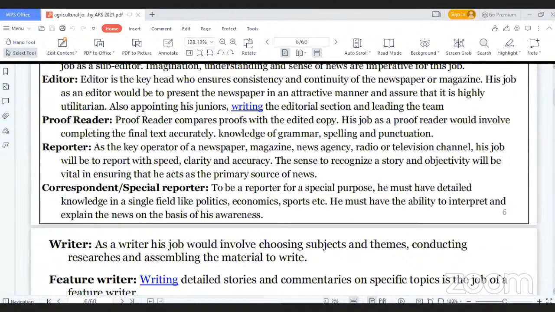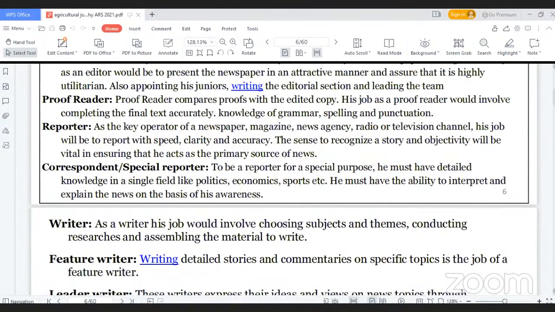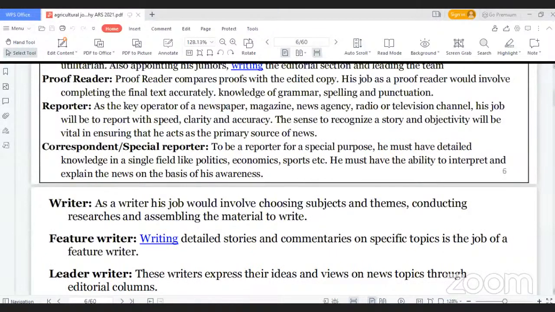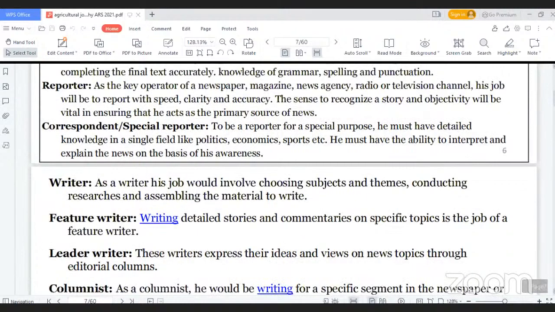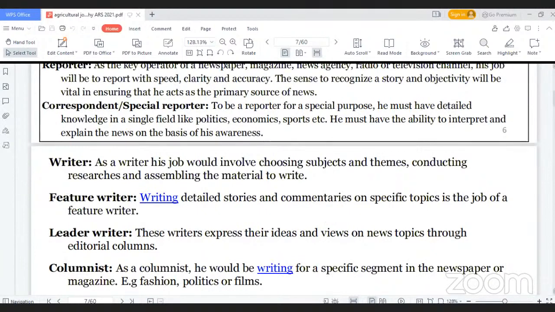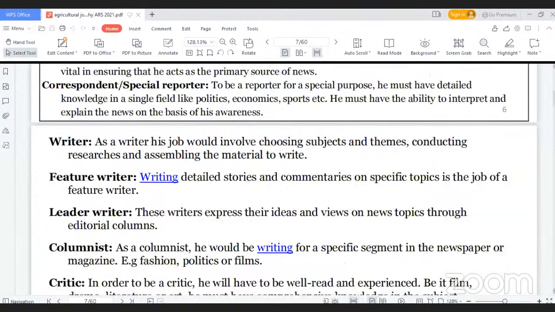Then the reporter, the one who reports the things. And the correspondent, the special reporter, who reports bulletins related to politics, economy, sports. Suppose some persons are reporting about sports from the Beijing Olympics. You know them as a correspondent, like a Hindu correspondent, from the other news. Or reporting about political news, for example in Maharashtra, something with the governor and the chief minister.